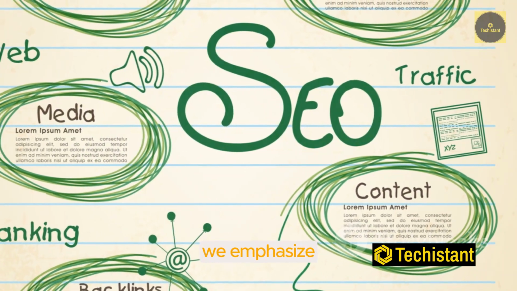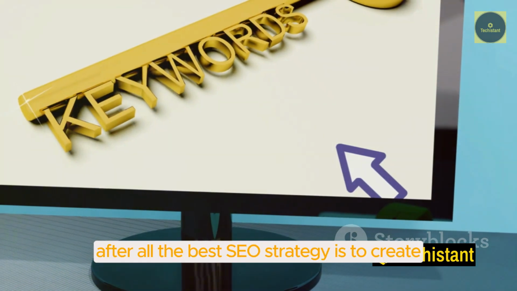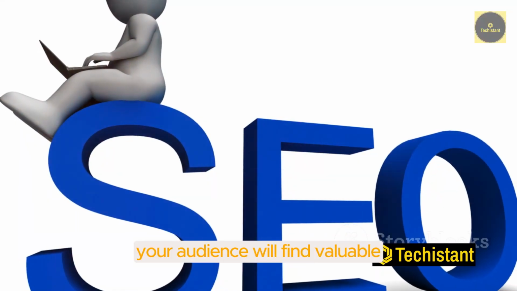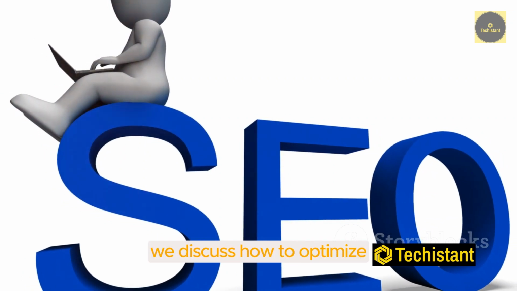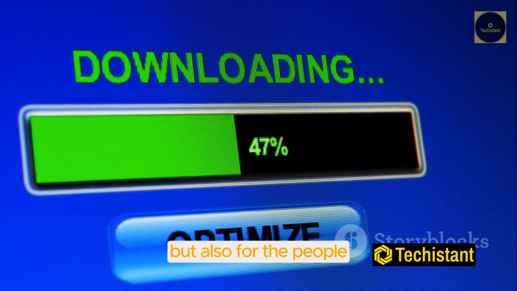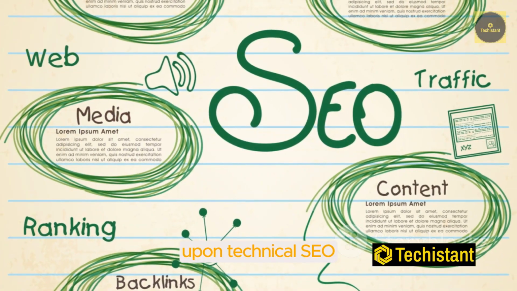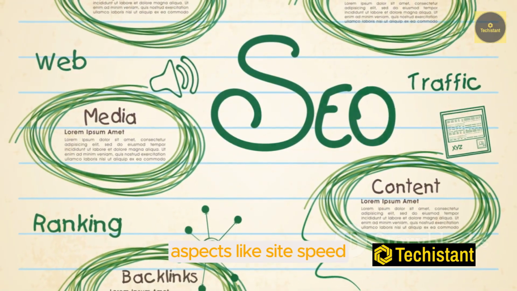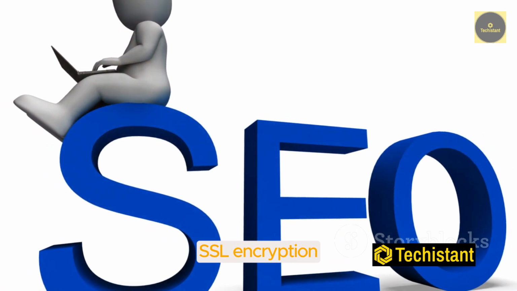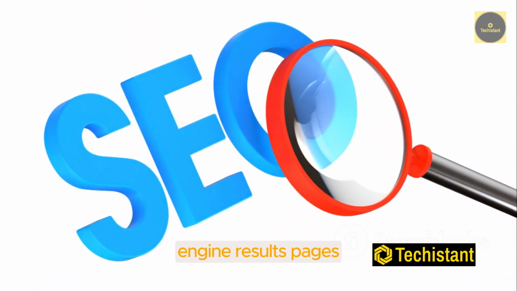In this module, we emphasize the importance of creating high-quality, relevant content. After all, the best SEO strategy is to create content that your audience will find valuable and engaging. We discuss how to optimize your content not just for search engines, but also for the people who will be reading it. Moreover, we also touch upon technical SEO, which includes aspects like site speed, mobile friendliness, and secure sockets layer SSL encryption. These factors can greatly influence your site's ranking on search engine results pages.